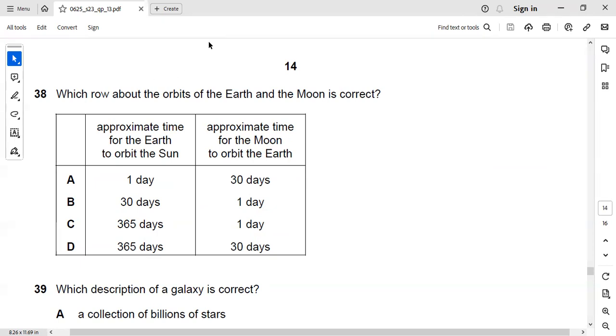Which row about the orbit of the Earth and the Moon is correct? The approximate time for the Earth to orbit the Sun, we already know, is 365 days. For the Moon to orbit the Earth, that is about 30 days. If you consider the synodic month, it is 29.5 days in actual. Here it is given as 30 days. And the right answer is D: 365 days for Earth to orbit the Sun and 30 days for the Moon to orbit the Earth.